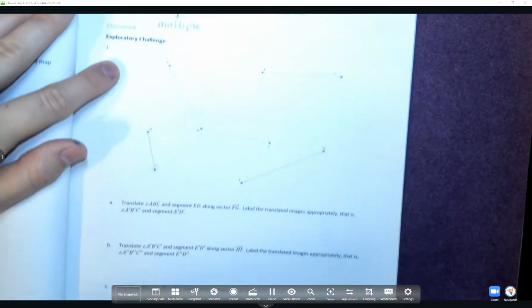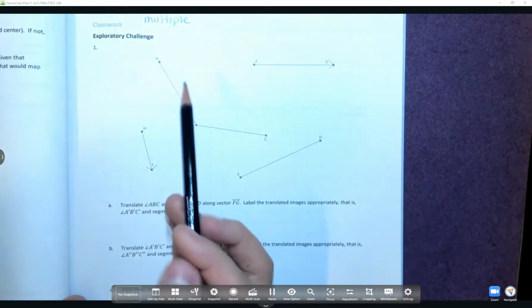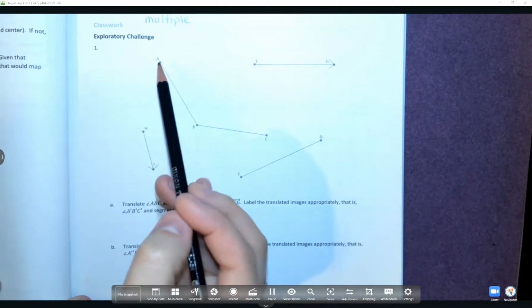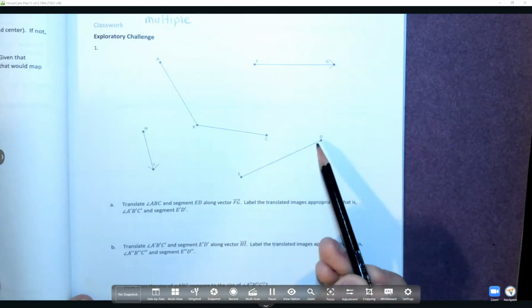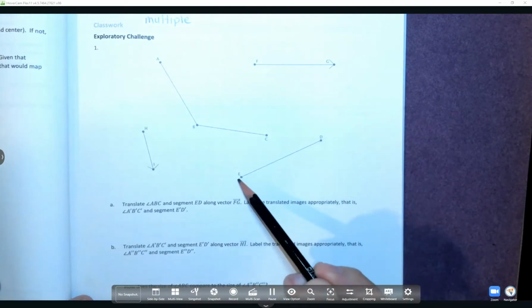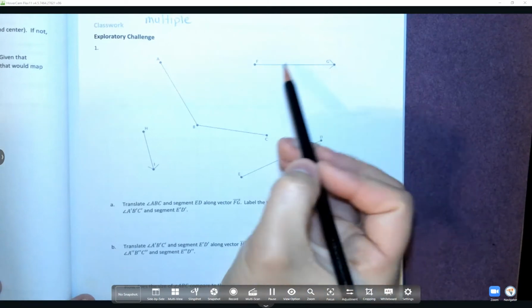So let me show you. You can see here that you have an angle. We would call this angle ABC. We know it's an angle because it's 2 line segments that meet. I have another line segment here that's labeled DE. That's how you would say that, is just DE. And then right here I have FG, which is actually a vector.